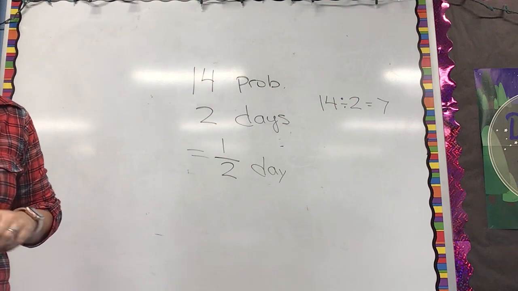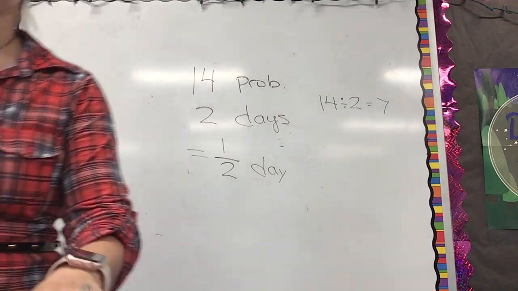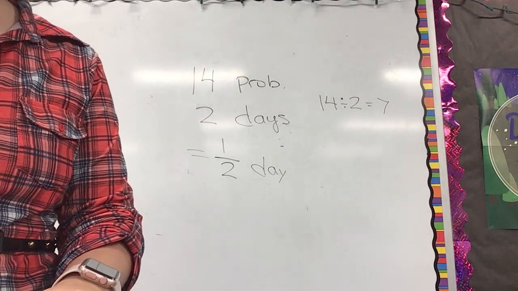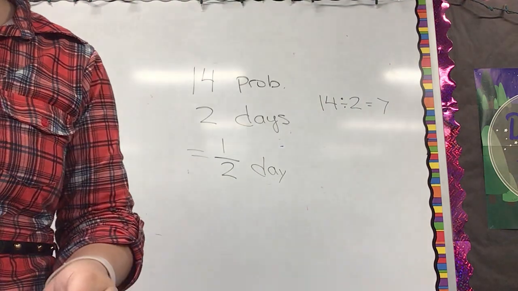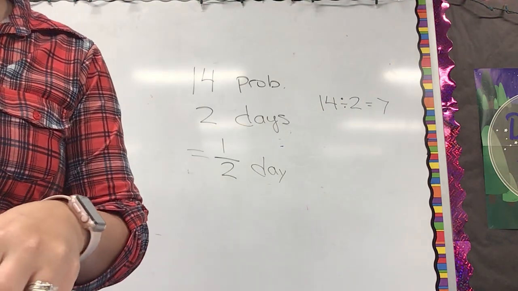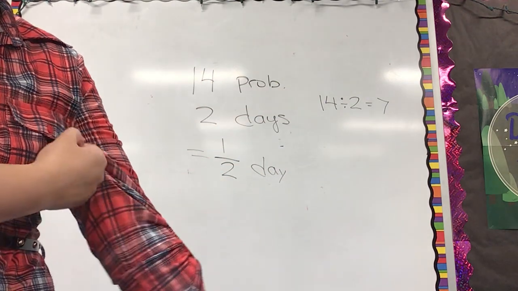Just raise your hand. I put 7 over 14, you need to simplify, and it'll be 1 over 2, 1/2. Good. All right, turn the page.